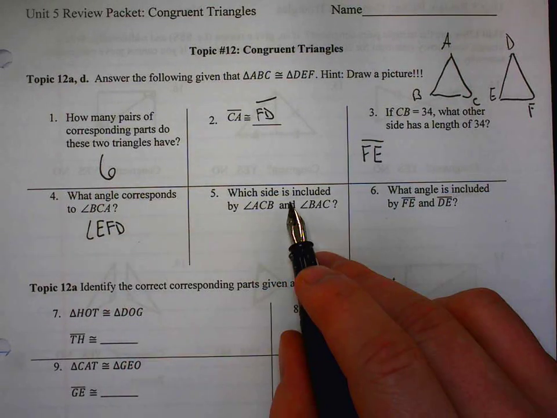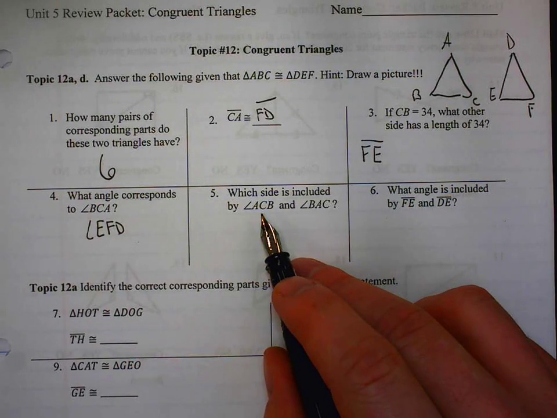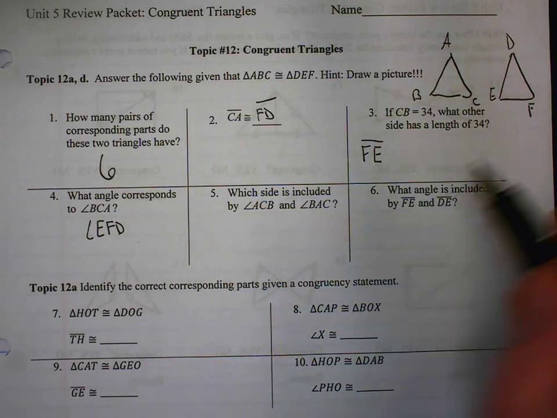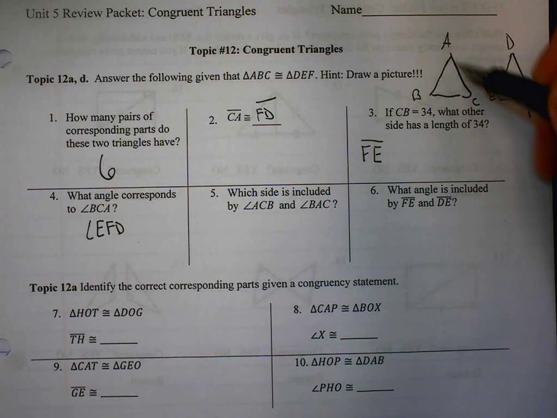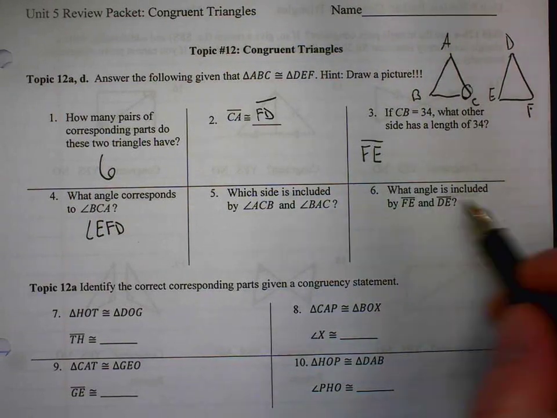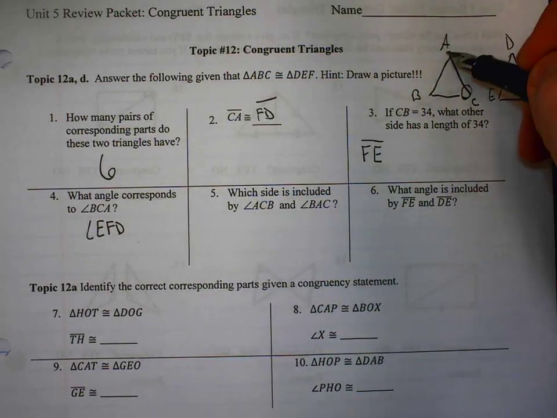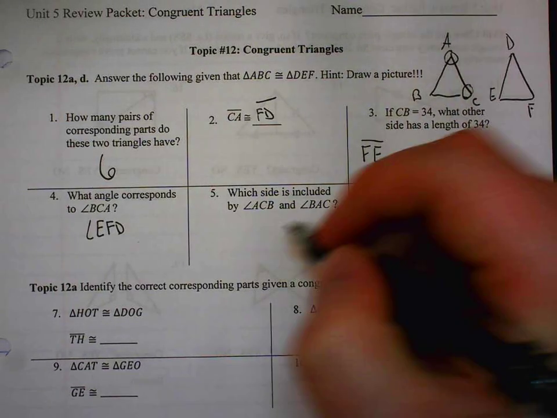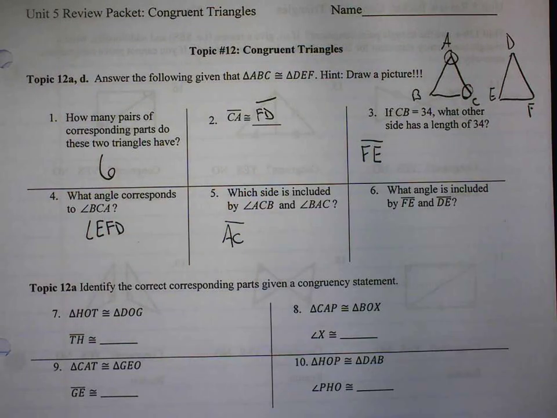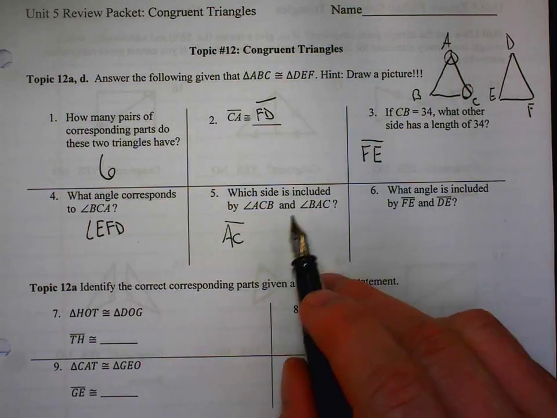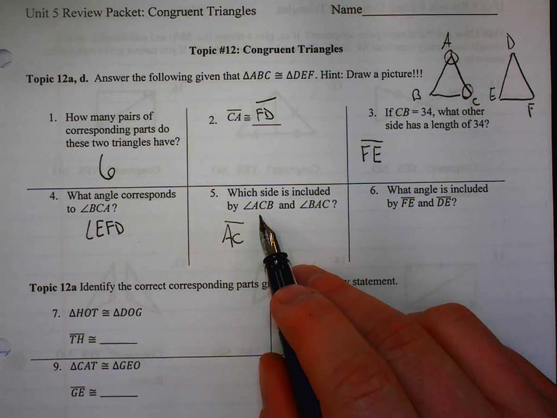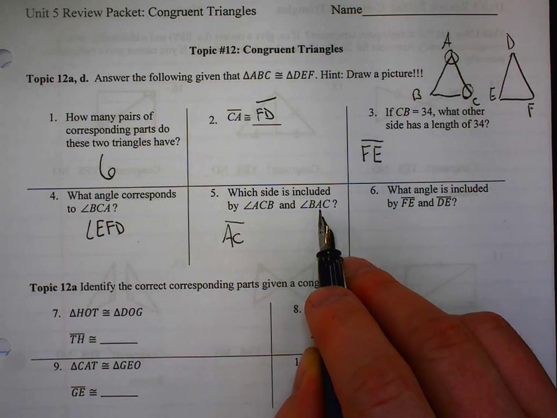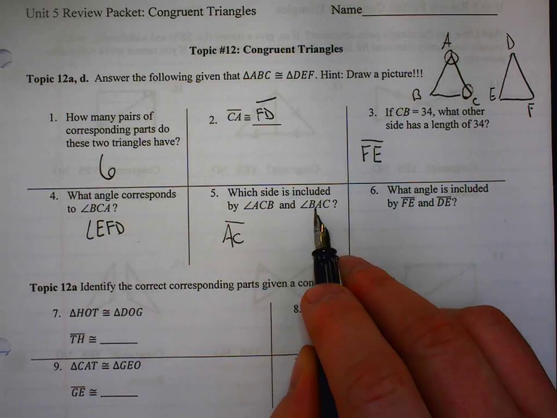Which side is included by angle ACB and angle BAC? ACB would be this angle. BAC is up here. The included side between them would be AC. Another thing to notice is that in an angle, the vertex is always the middle letter. This has a vertex of C, this has a vertex of A. So the side between them would be CA or AC.